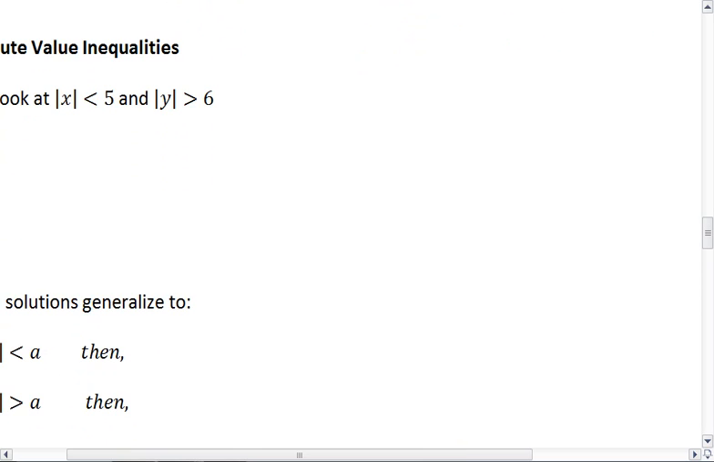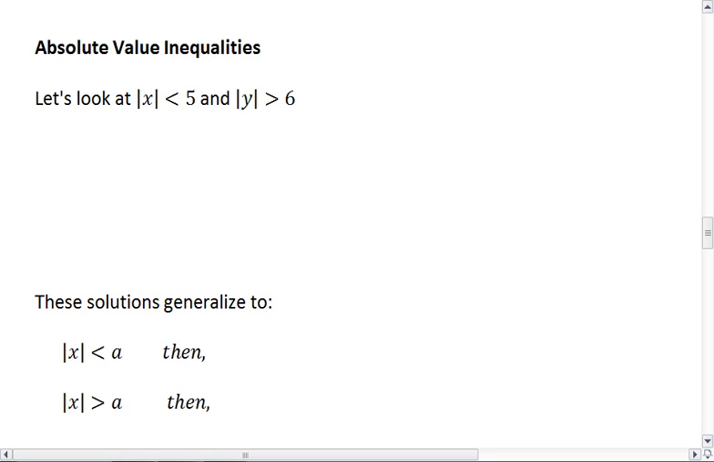Lastly, we're going to talk about absolute value inequalities.